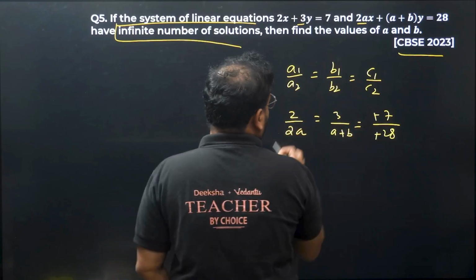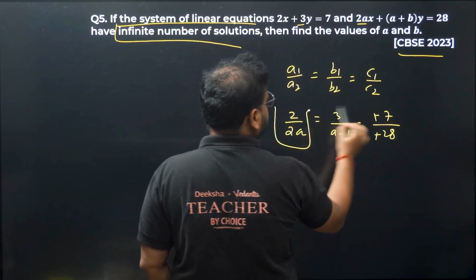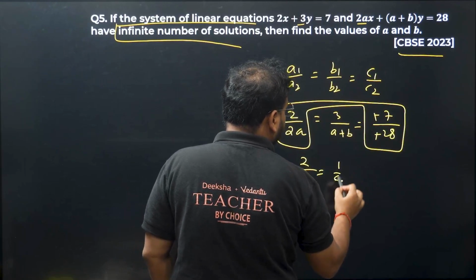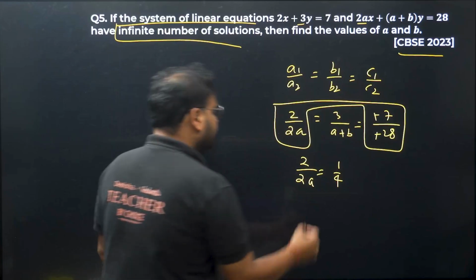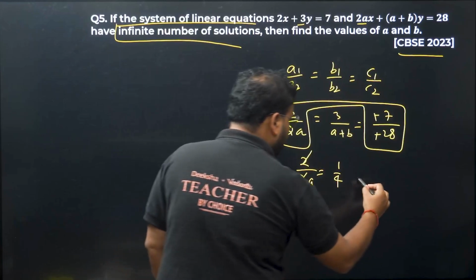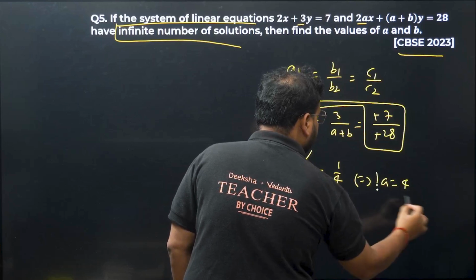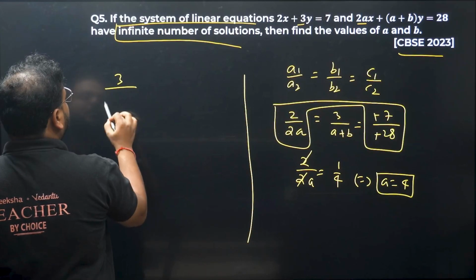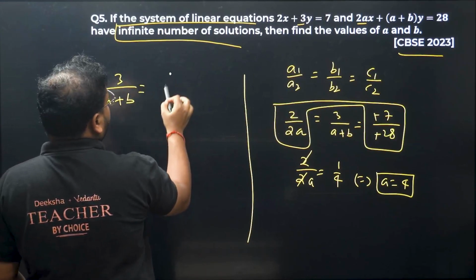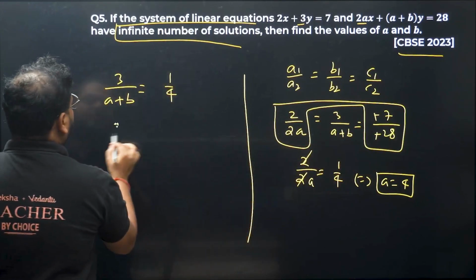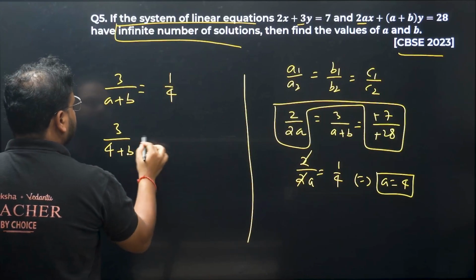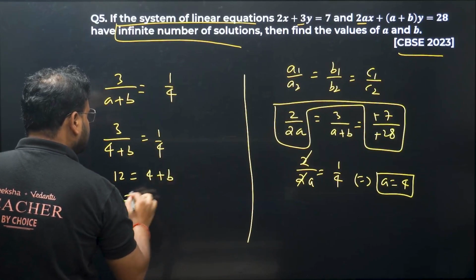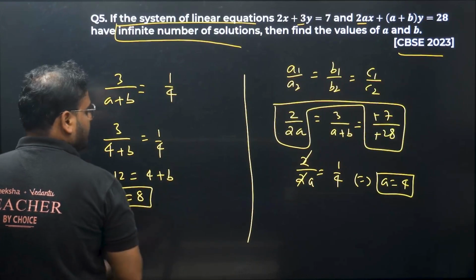Okay. So do one thing. Combine these two together first. Check this out. 2 upon 2a equal to 1 by 4. 7 by 28 is 1 by 4. You get this also cancelled. From here what you are getting? A value is 4. Now last one, 3 upon a plus b equals to, again 1 by 4. I'm using these two. So I get 3 upon 4 plus b equal to 1 by 4. Cross multiply. 4 3s are 12 and 4 plus b. Value of b is what? 8. So A is 4, B is 8.